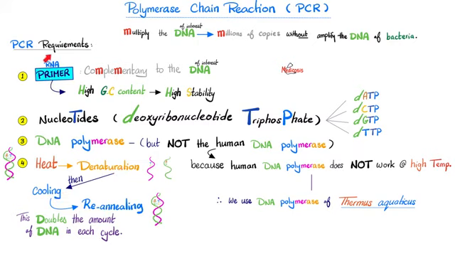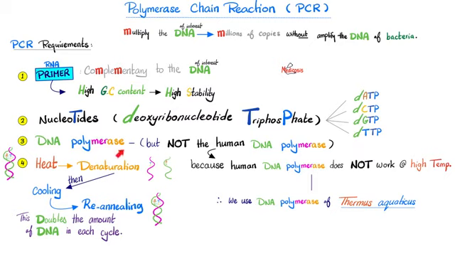Primer, what's the primer? Short RNA sequence, about 10 nucleotides or so. This RNA has to be complementary to the DNA of interest. The primer has high GC content. And guess what? GC, stability. That's why we need a primer. Next, nucleotides, i.e. deoxyribonucleotide triphosphates, such as dATP, deoxyadenosine triphosphate, and dCTP, dGTP, dTTP, etc.